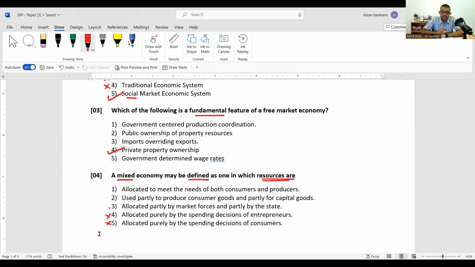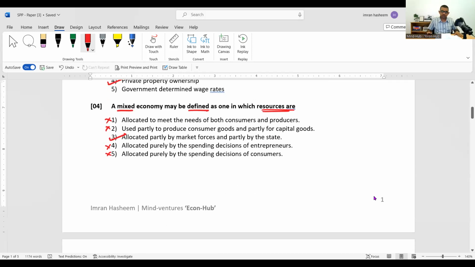Is that clear? Also there is a technical issue when you say allocated to meet the needs of both producers and consumers. In a market economy, producers will produce what the consumers require, so the needs are actually the consumers'. So we can eliminate those answers on that argument. Correct answer for question 4 should be number 3. Okay, any clarifications you guys require, please ask. Then I can do it accordingly. Right. So question 4, correct answer is 3.